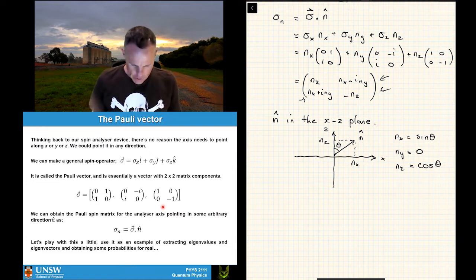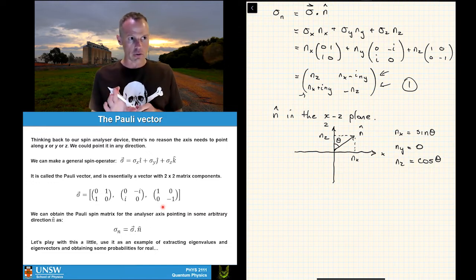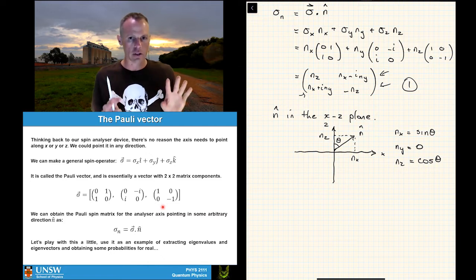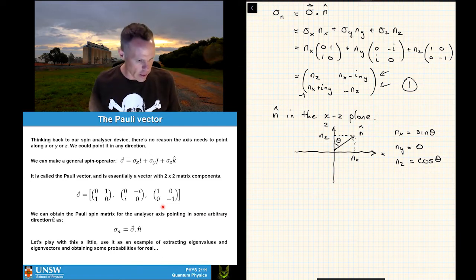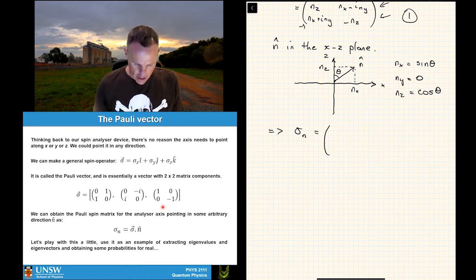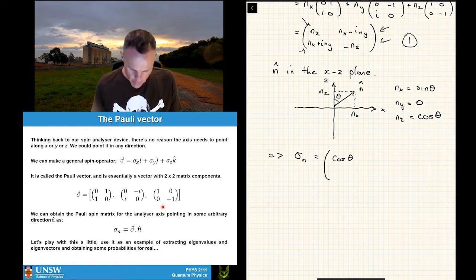All right, so what we can do is take our Pauli matrix up there, which is a general thing for x, y, and z, and now we can just collapse it down into the xz plane to keep things nice and simple, okay? So now we would have a simpler expression for sigma n, which would simply be our nz on the top left element, so cos theta up here, minus cos theta in the bottom right.